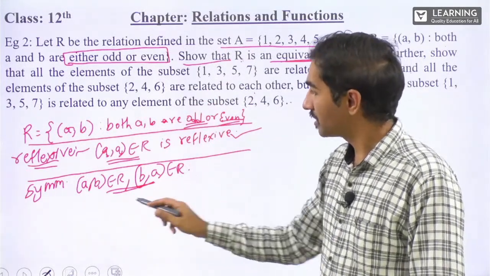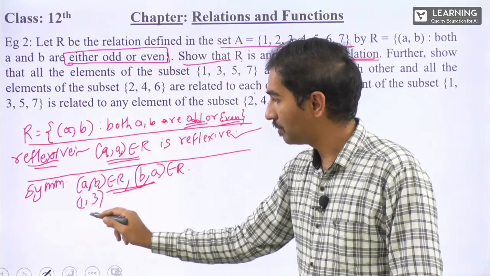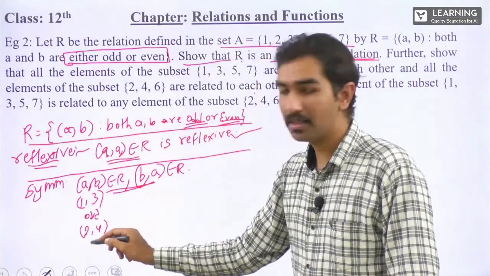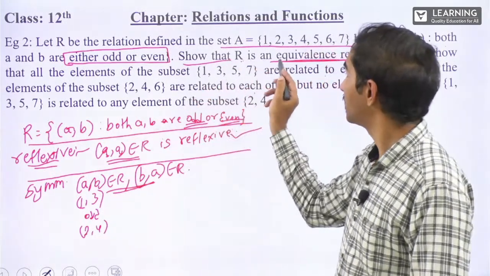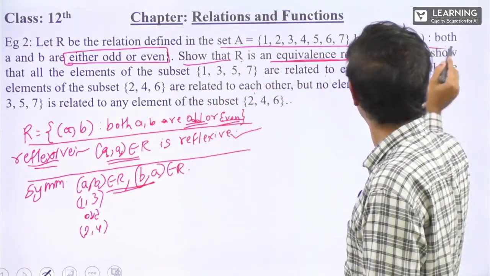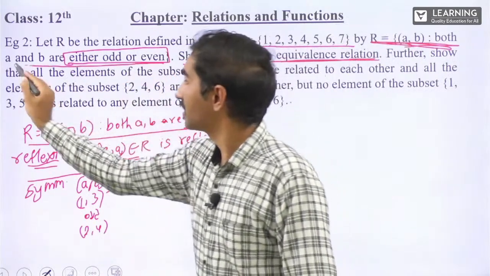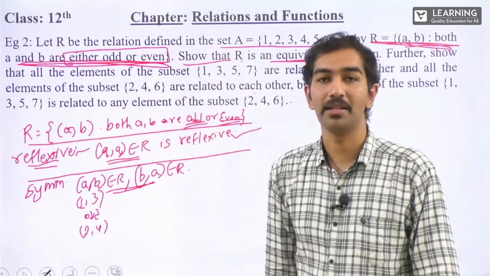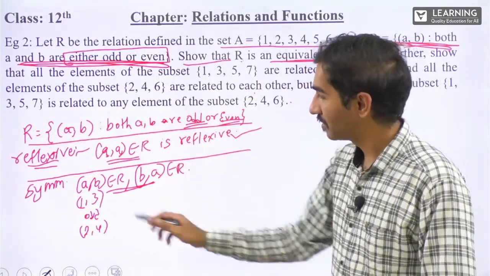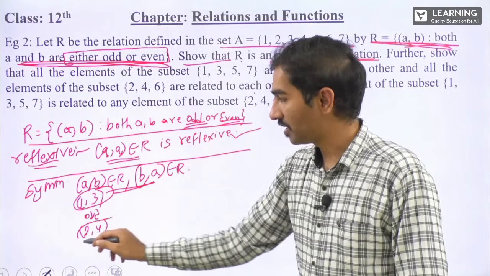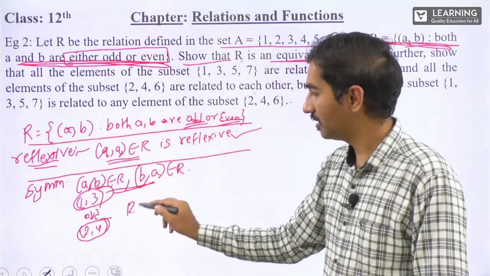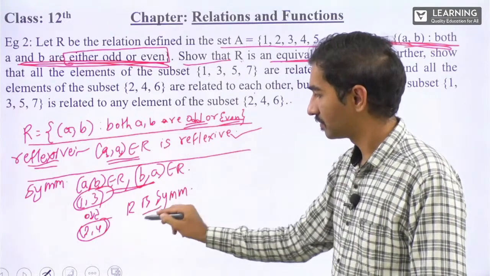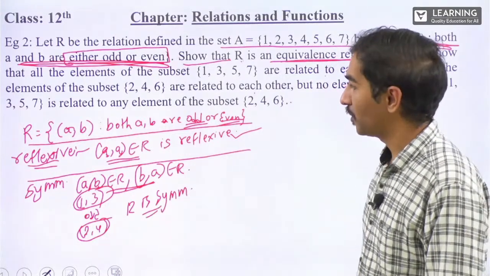What you have to see here is, if you take (1, 3), both A and B are odd. Or if you take (2, 4), both A and B are even. So the given relation is getting satisfied, right? Both A and B are either odd or even. So therefore we can tell, students, both are odd here, both are even here, so the relation is symmetric. Understood.